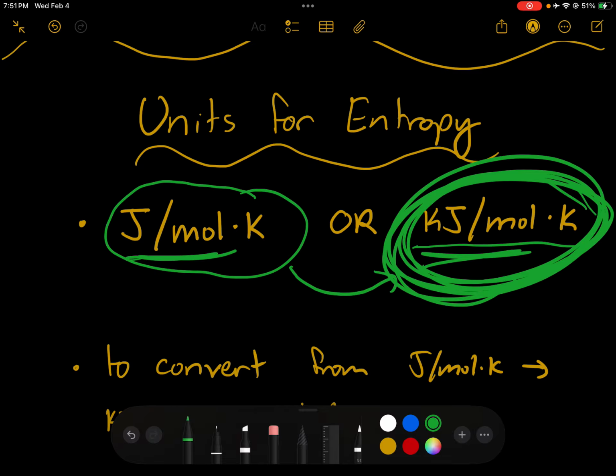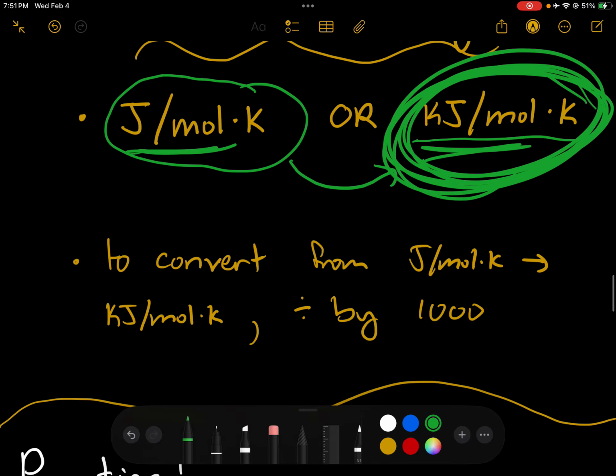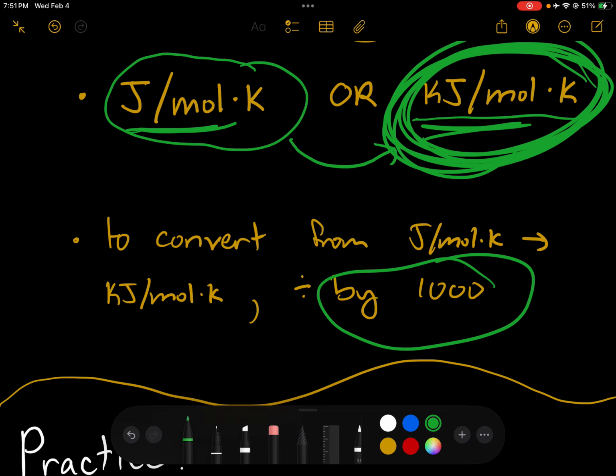So to convert that way from joules per mole Kelvin to kilojoules per mole Kelvin, all you got to do is divide by 1,000. That's it, because all we're doing is converting joules to kilojoules, and we divide by 1,000 to do that. It's a simple metric conversion.